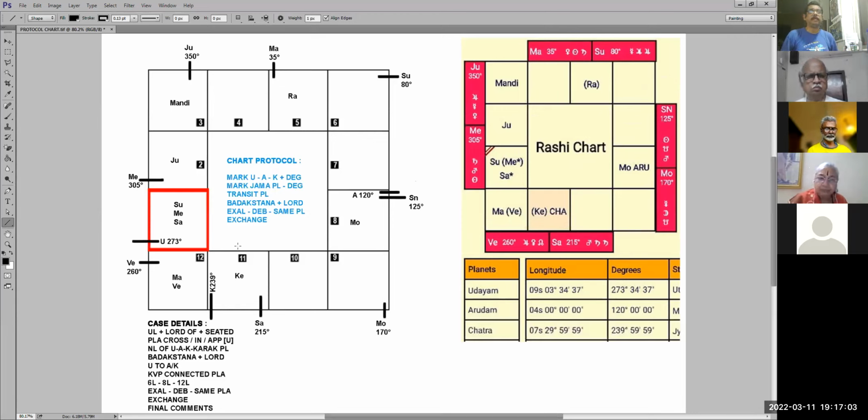So first of all, Udayam, which planet is approaching Udayam? Where is your Udayam now? Your Udayam is here, 273 degrees. These Jama planets are going in this direction, correct? Anti-clockwise. So which one is approaching Udayam? So Mercury is approaching Udayam. Draw a line like this with the arrowhead and mark it over. Mercury approaching Udayam.